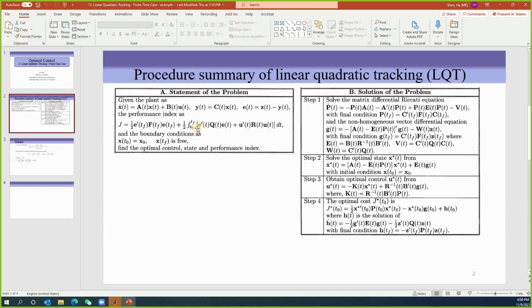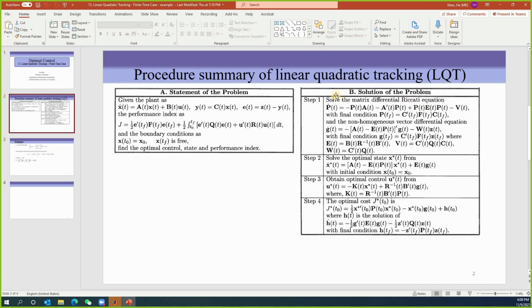the path, which is in the integration form from t0 to tf, e transpose Q times e plus u transpose R times u. And the boundary conditions include the initial condition x0, and the final state is free. We followed the linear quadratic minimum principle procedure and we got this result.